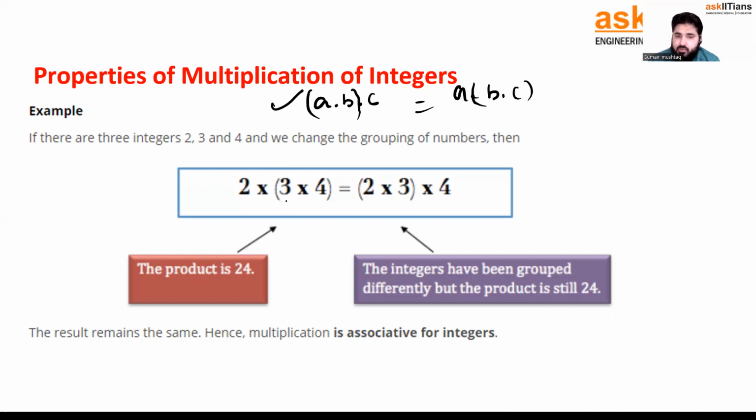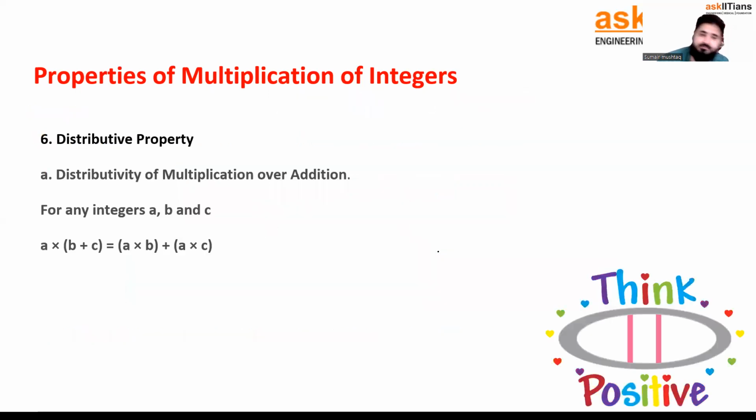Example: 2 multiplied by 4, 3 multiplied by 4, that's 12, multiplied by 2, that is 24, right? Now 2 multiplied by 3, that's 6, 6 multiplied by 4, that is also 24. So it doesn't make any difference. It is one and the same thing, right? I hope you got this.